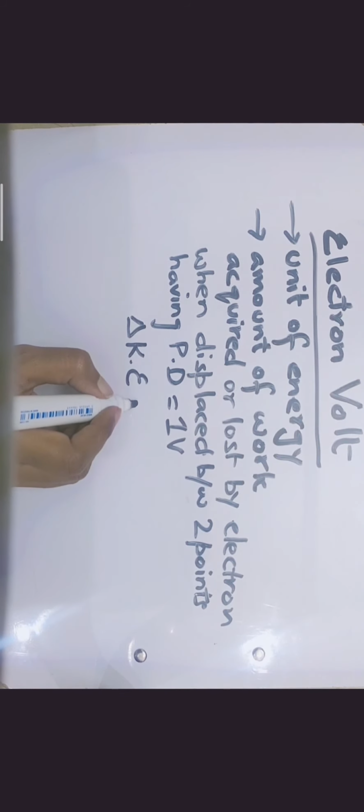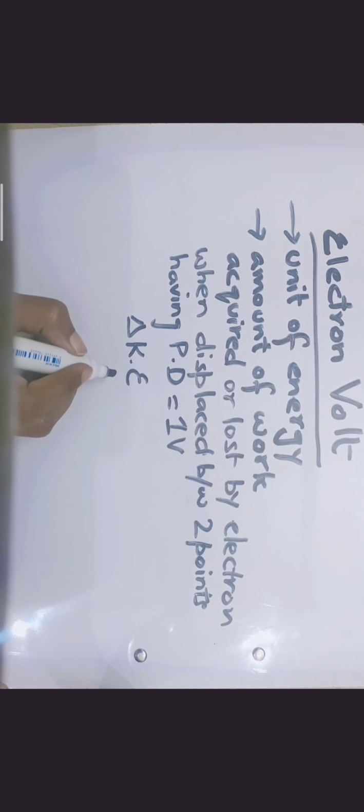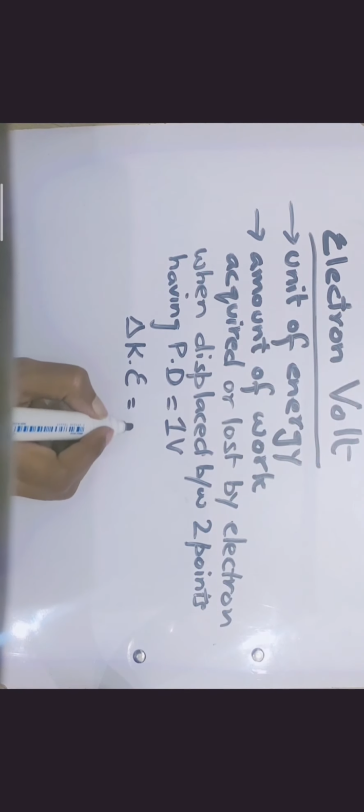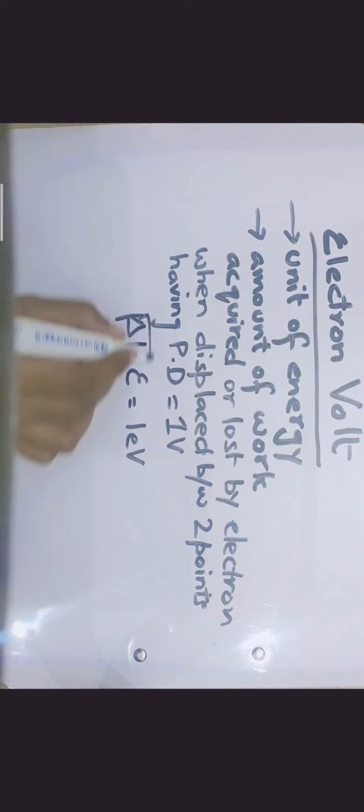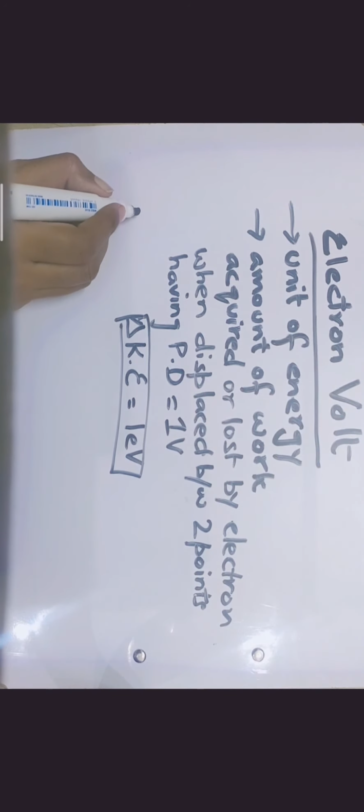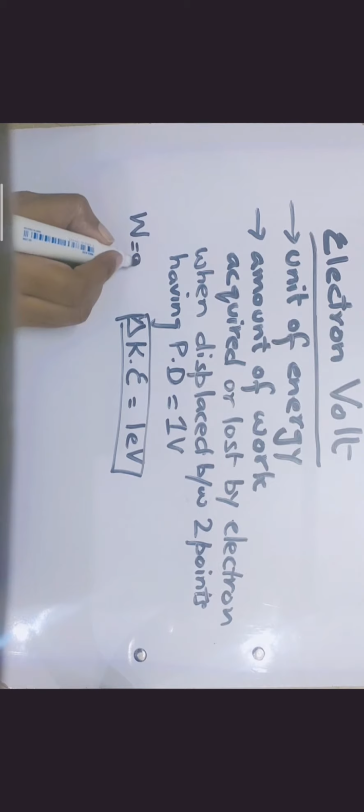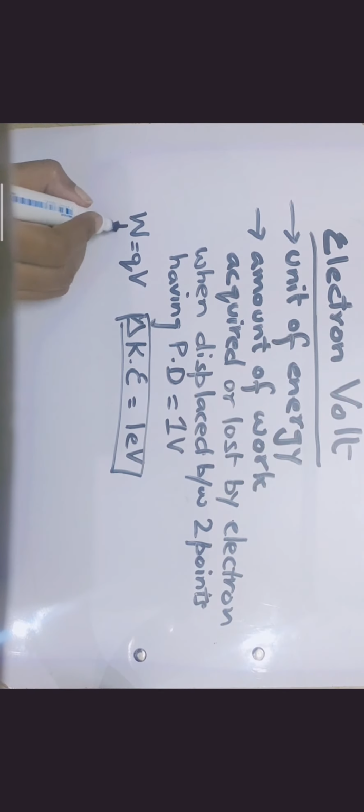This is how we can define the electron volt. And the formula for calculating it: whenever a charged particle moves, its kinetic energy changes, and we say the change in kinetic energy is equal to 1 electron volt. This is by definition. But how did this formula come? We know that W is equal to QV, and work is basically the change in kinetic energy, and Q is the charge on the electron, and V remains the same. So by this we have made this formula, delta K equals 1 electron volt.